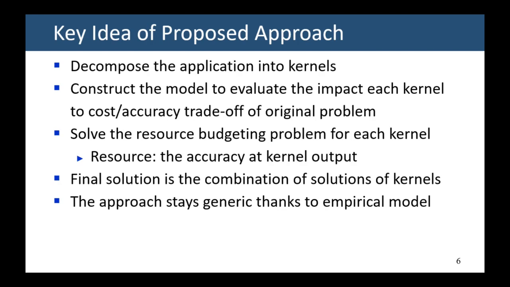We propose an approach to solve the scalability problem in word-length optimization. The key idea of our approach includes: first, we decompose the application containing every variable into kernels to reduce the complexity of the original problem. Then we construct a model to evaluate the impact of each kernel on the cost and accuracy trade-off of the original problem. From that, we solve the resource budgeting problem to find the appropriate resource for each kernel.